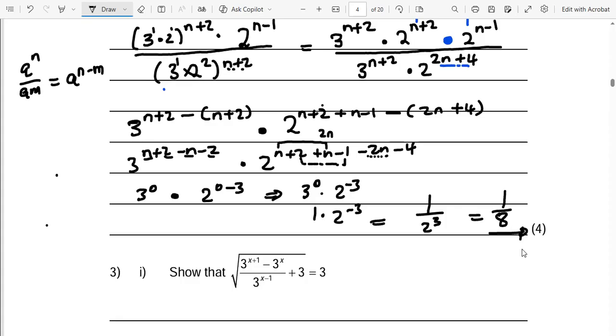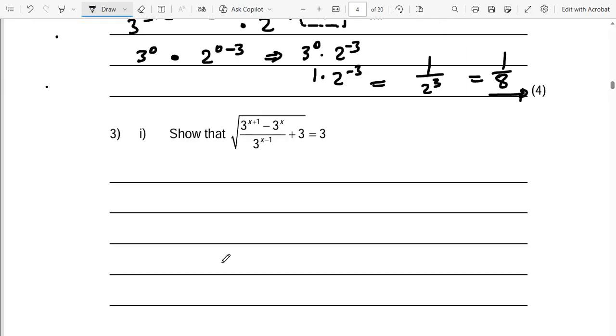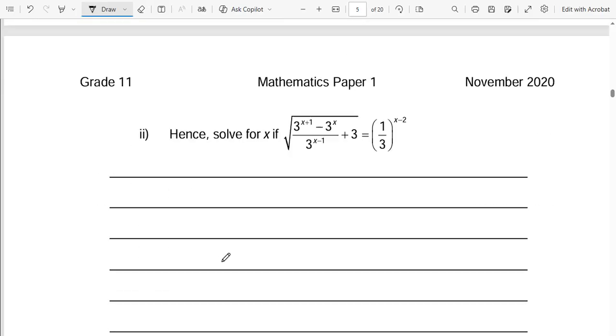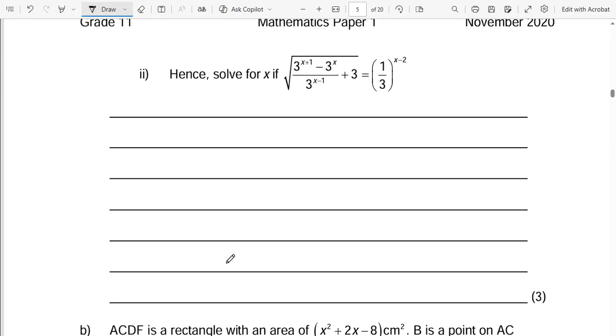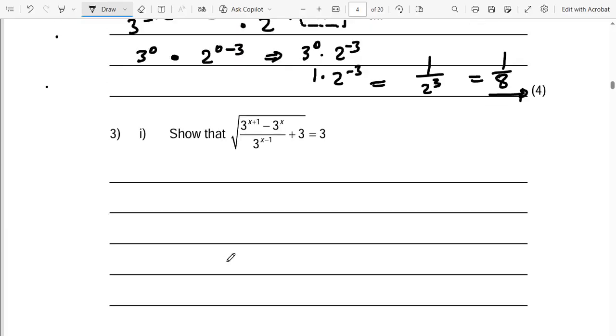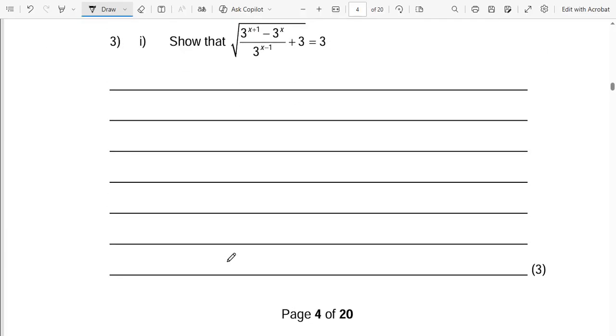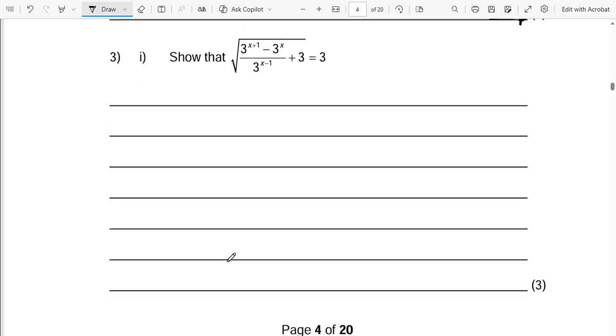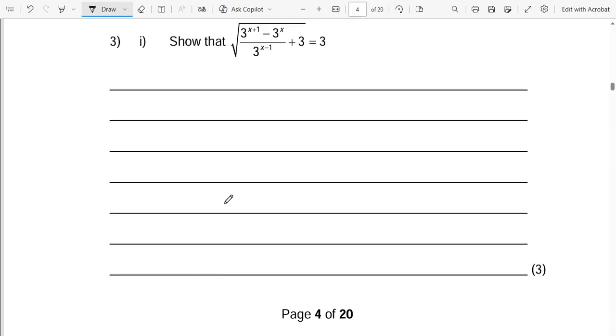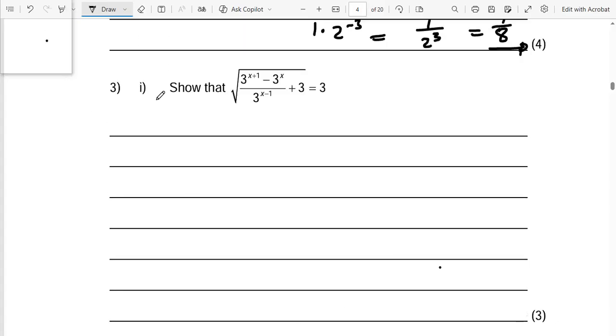Okay. Let me look at this next question. This is number 3. Then we still have the hands question. Okay, we'll just keep on moving. Okay, so now on this one, they say show that. On the next question, this one has to do with proof.